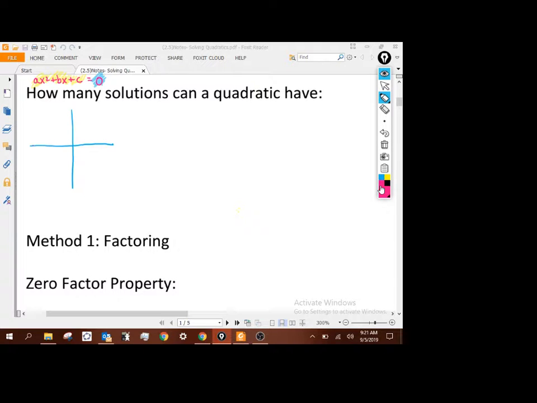So when we talk about solving this type of equation and the solutions, what we're really talking about is how many times our graph crosses that line y equals 0, or your x-axis. With quadratics, you've got some options. The first option is that your parabola does not cross the x-axis, or y equals 0. If it doesn't cross, that means there are no real solutions.